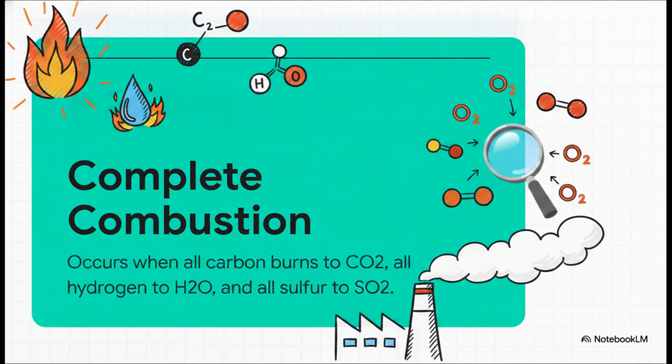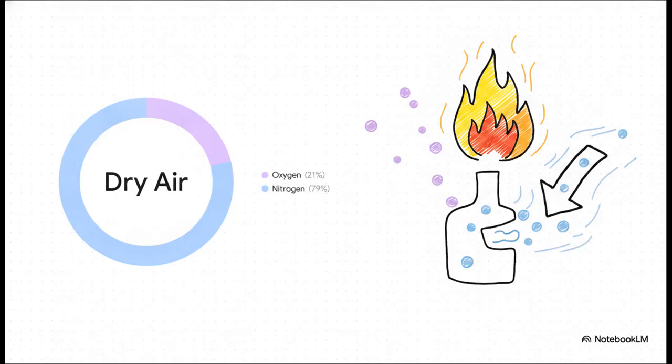But to get this absolutely perfect reaction, we need oxygen. And here's the catch. In almost all practical applications, we aren't using pure oxygen, right? We use ambient air. Dry air is roughly 21% oxygen and 79% nitrogen. What that means is, for every single mole of oxygen we drag into our combustion chamber, we are forced to bring along 3.76 moles of completely inert nitrogen.